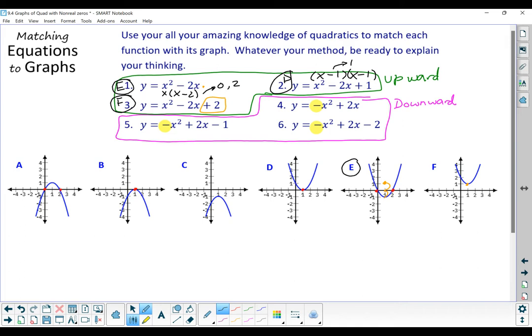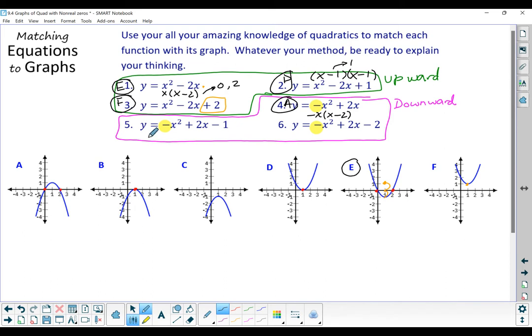Okay, the other 3 graphs open downward. So I'm going to start with number 4 and factor out a negative x. If I factor out a negative x, that leaves an x minus 2. So this is a parabola that opens downward and has intercepts at 0 and 2. So this is graph A.